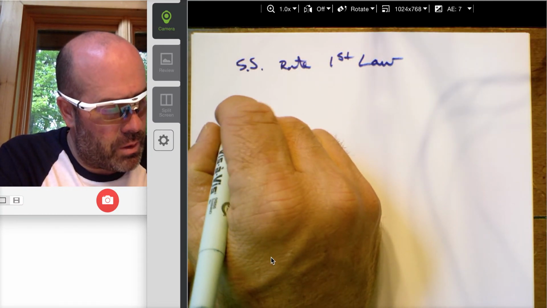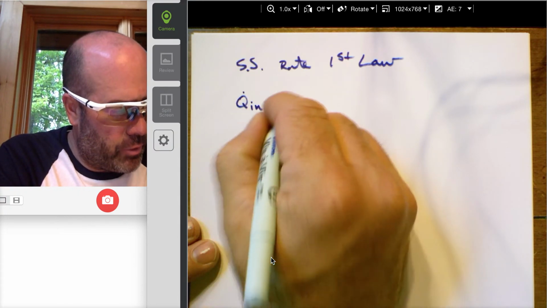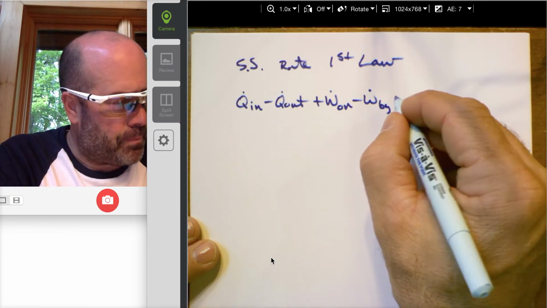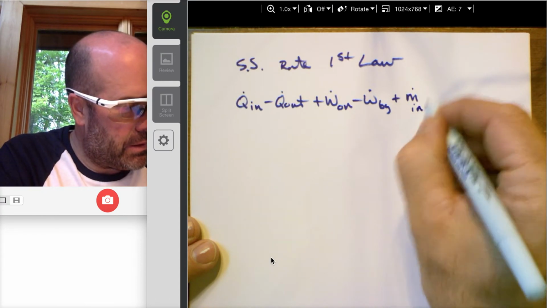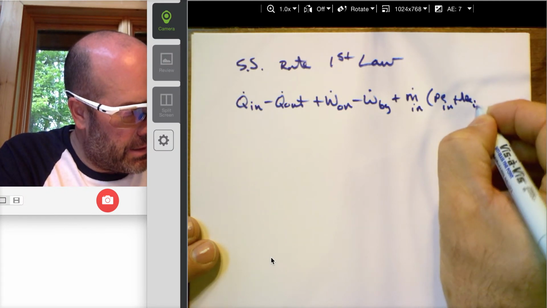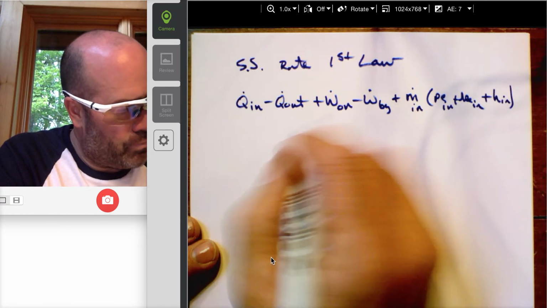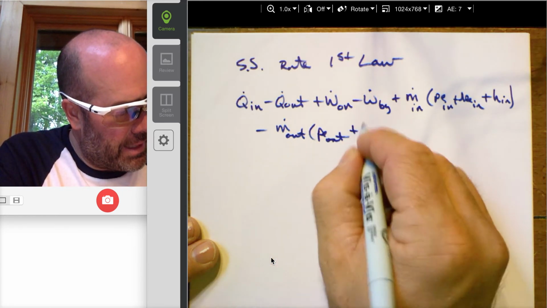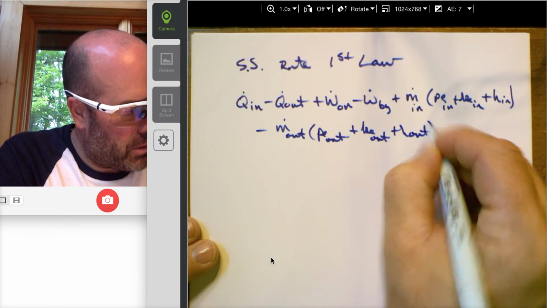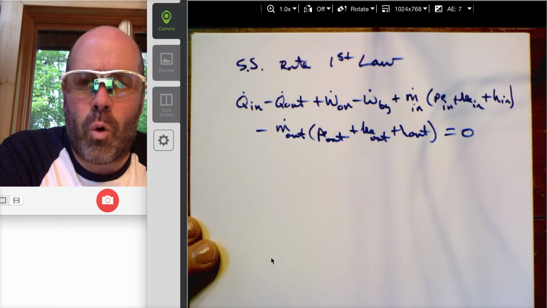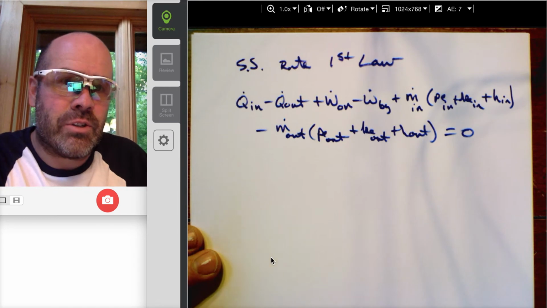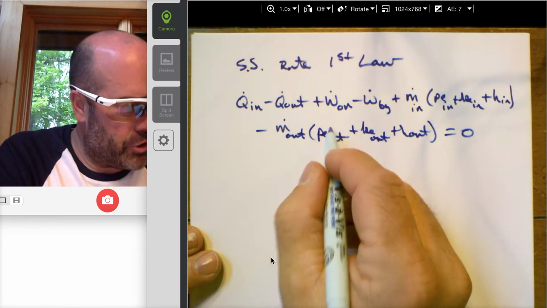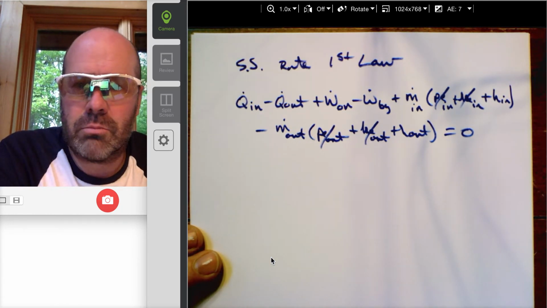Did you write Q dot in minus Q dot out plus W dot on minus W dot by plus M dot in, PE in, KE in, H in, minus M dot out, KE, PE out, KE out plus H out equals 0? Or some algebraically similar thing, maybe have all the ins and ons on the left and all the outs and bys on the right? Did you maybe say, oh, hey, thermal potential energy and kinetic energy are almost always negligible? Cool. That would be fine with me.